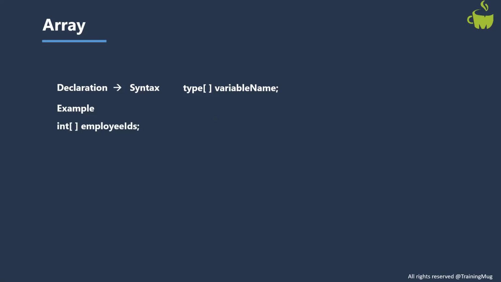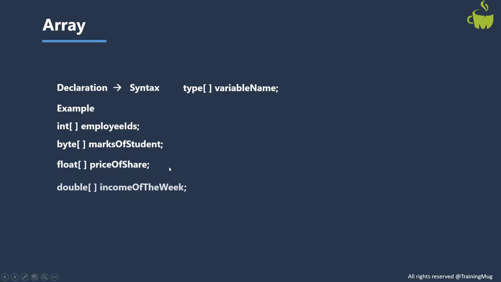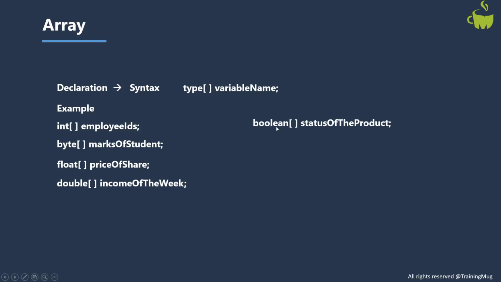Let us look at some examples. We want to store employee IDs, which are of type integer. So you create int, since you want to store all integer elements: int followed by the square brackets, employeeIDs. Similarly, marksOfStudent holds an array of bytes, priceOfShare holds an array of floats, incomeOfTheWeek stores an array of doubles, statusOfTheProduct stores an array of booleans, and vowels stores an array of characters. These are basically the primitives. You can create arrays of all primitives like short and long. So these are the 8 primitives you can create arrays of.